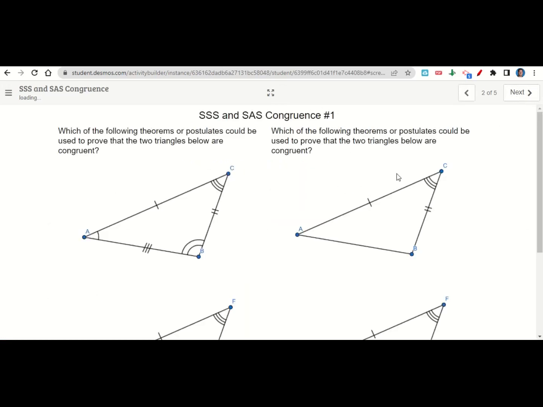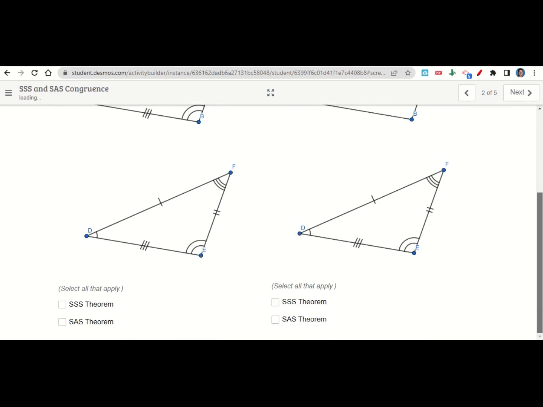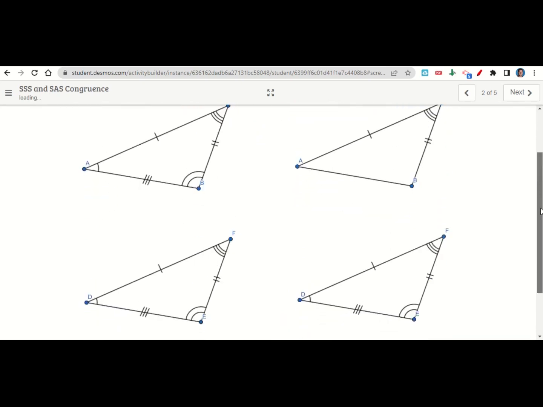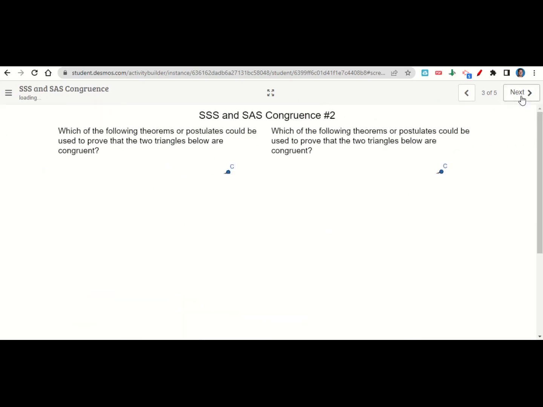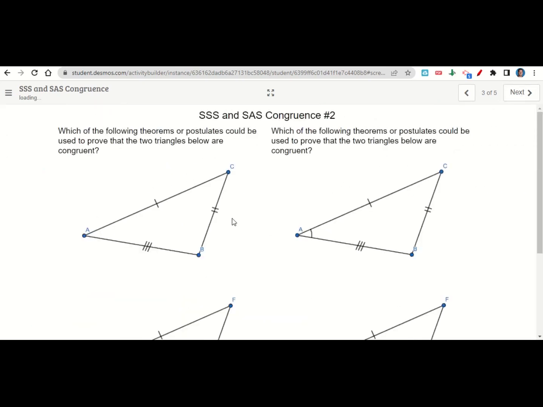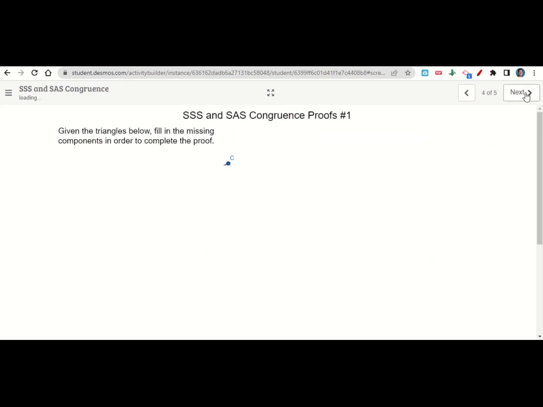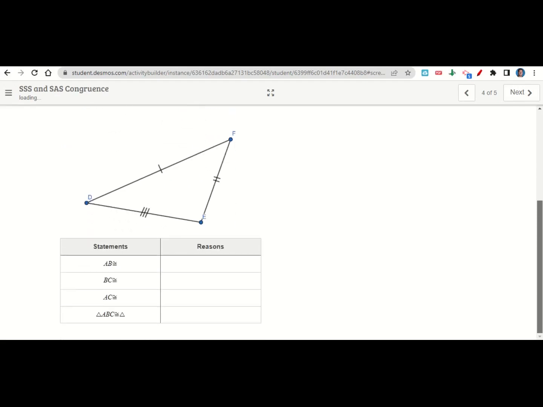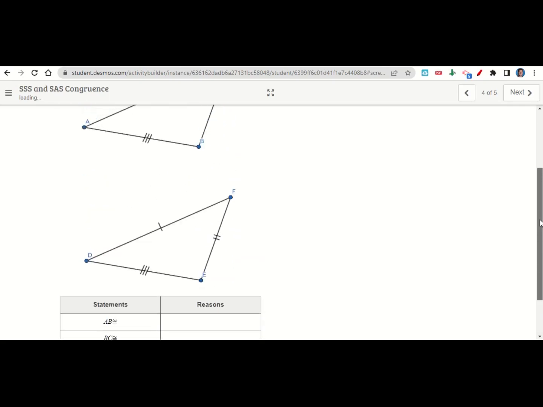It says, which of the following theorems or postulates could be used to prove that the two triangles are congruent? So we need to decide whether this is an SSS theorem or SAS theorem. So you'll do that for each of these, and then we'll go ahead and click Next. Again, SSS or SAS. You'll answer that. Click Next. Now for this one, it says, given the triangles below, fill in the missing components in order to complete the proof. So we're given a partial proof here, and it says AB is congruent to what?